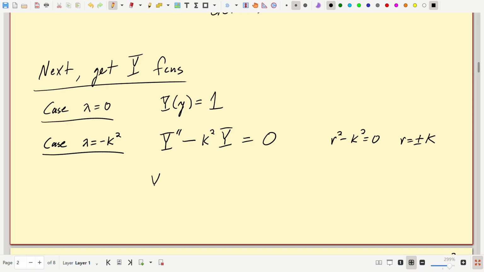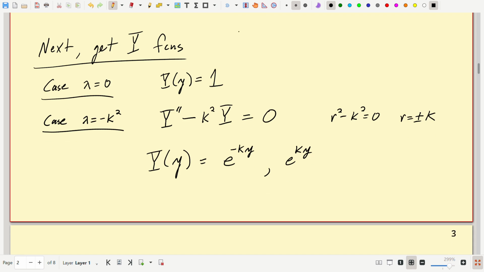And I get solutions y of y equals, I'm going to write them like this, e to the minus ky and e to the plus ky. We don't like this one because it blows up, it gets hot. We don't expect the heat to go blowing off to infinity in the y direction. So this one's too hot. So we're not going to use it.